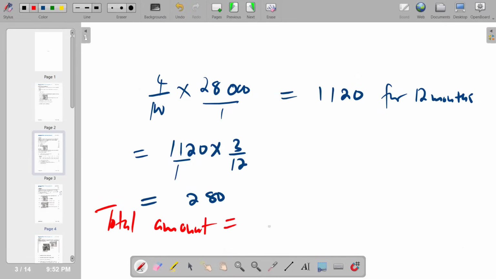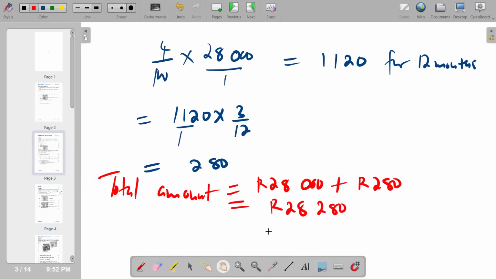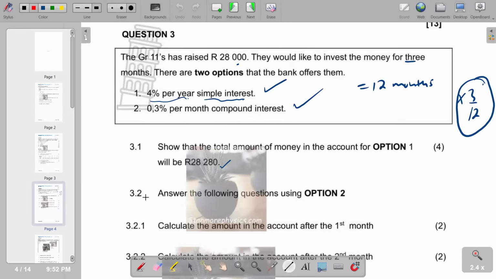Equal to your 20,000. And then your 280. So you will get your total is 20,280. So that is now the total amount. So we have verified. So we move on to the next one.